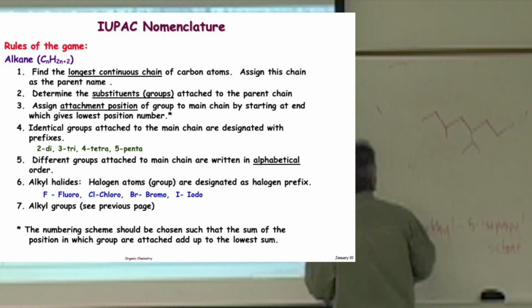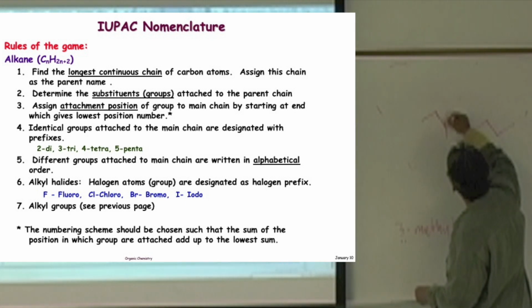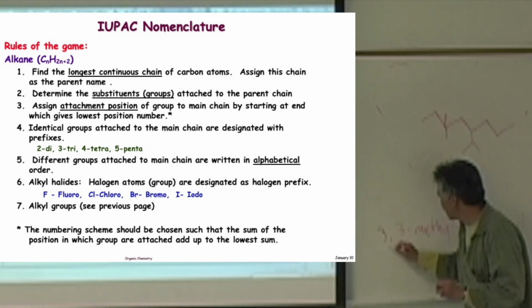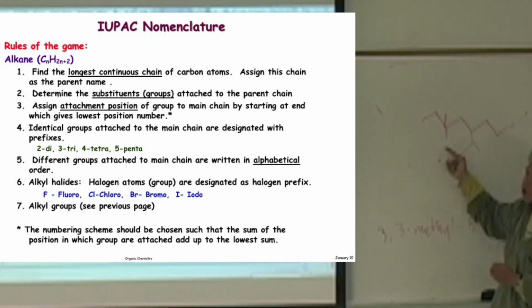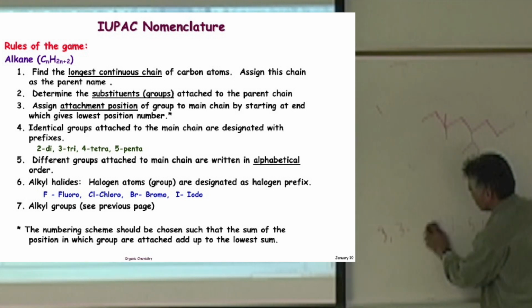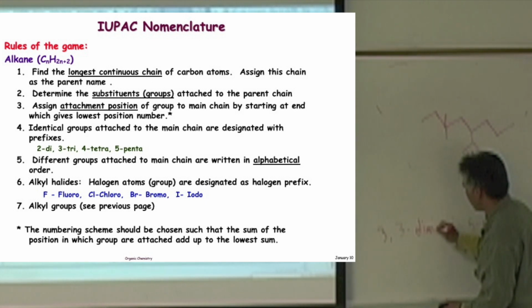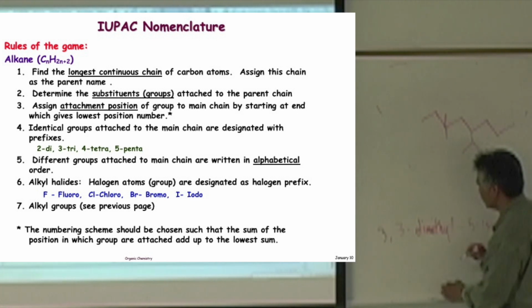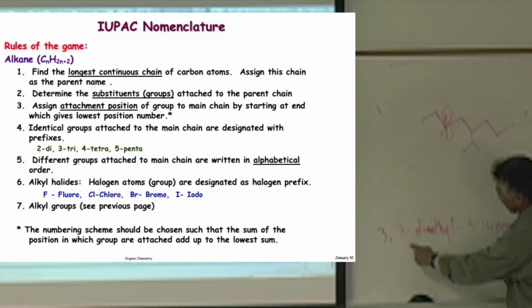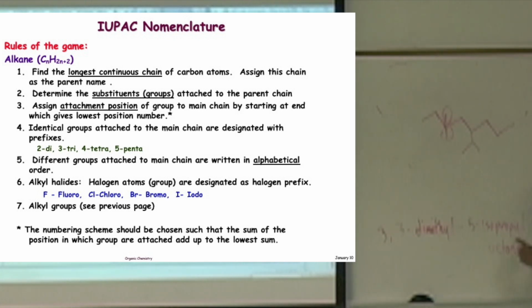If there are two groups, suppose I have this right here. You see how I have two methyl groups in the number 3 position? If I added that to the structure, then I would put 3, 3, because there are two methyl groups on that. And then instead of just methyl, I would put dimethyl, the di meaning that there are two methyl groups. So it's 3,3-dimethyl-5-propyl-octane.